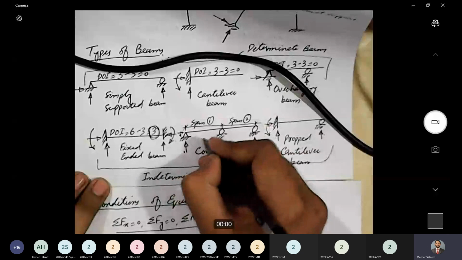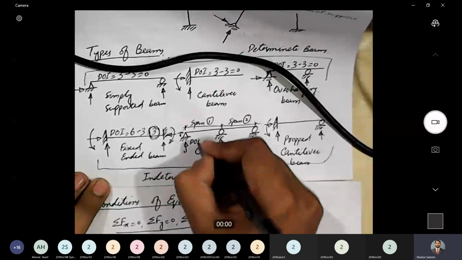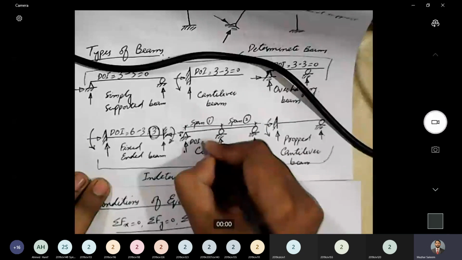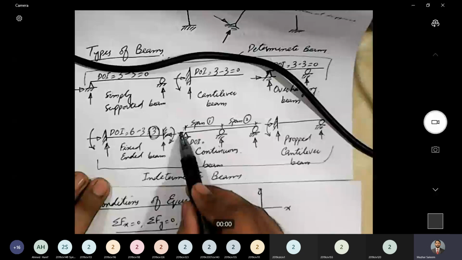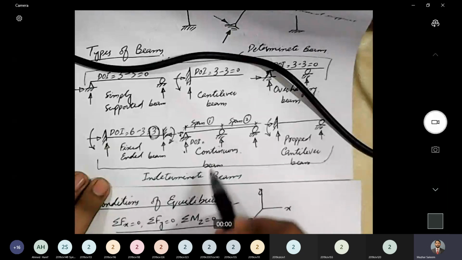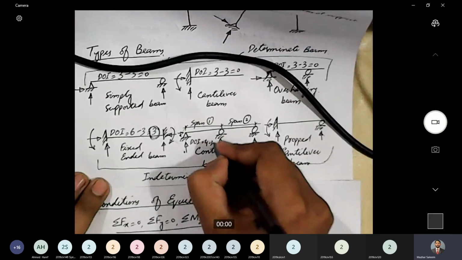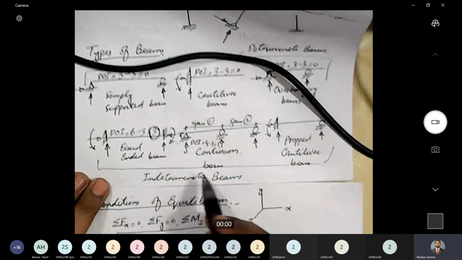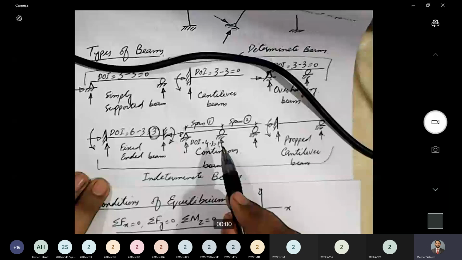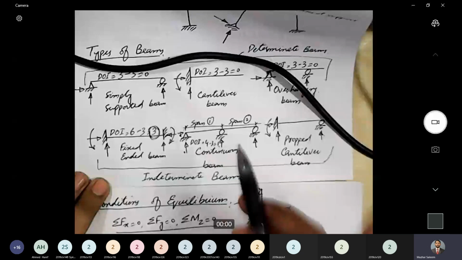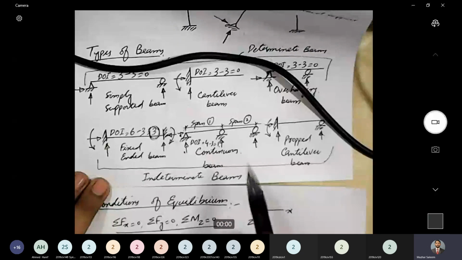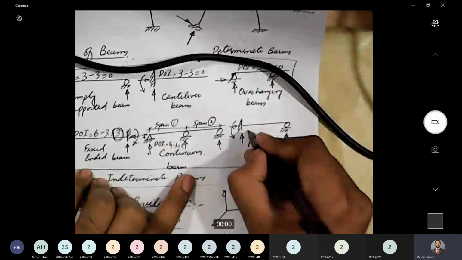For this continuous beam, degree of indeterminacy, how many unknowns? 1, 2, 3, 4. How many conditions of equilibrium? 3. So 4 minus 3 equals 1. What does this mean? This means that we need one more relationship in addition to the equations of equilibrium to solve the system. Next is the propped cantilever beam.